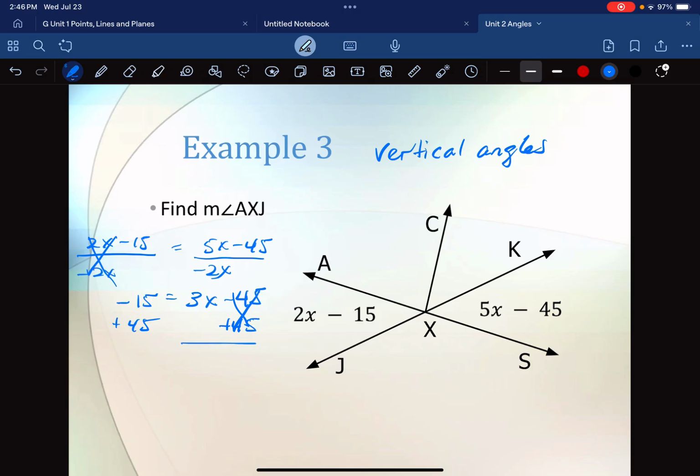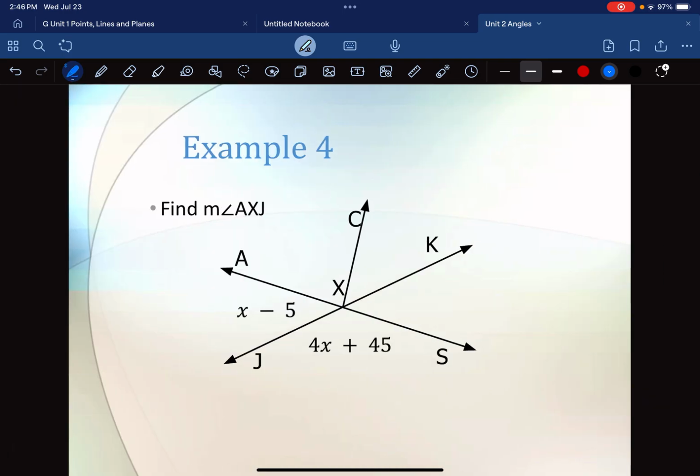And I get 3x on the right and 30 on the left. And I divide by 3. And x is 10. Well, they want AXJ. Well, AXJ is 2x. Well, 2 times 10 then, minus 15. So 2 times 10 is 20 minus 15. That's just 5 degrees. Really skinny little angle there. The pictures aren't always to scale. You can't guarantee that that's going to be the case. So you go by the math. You go by the numbers to determine those.